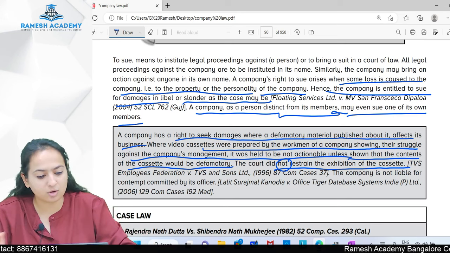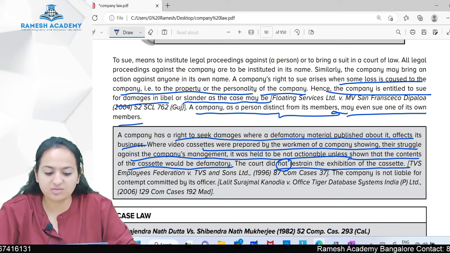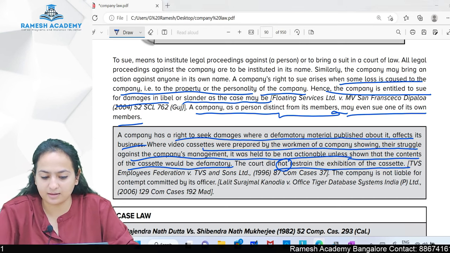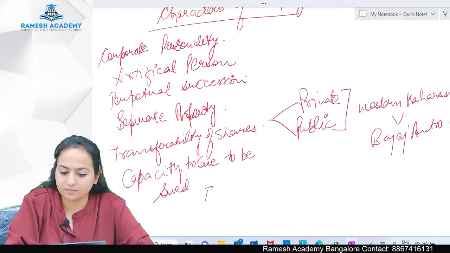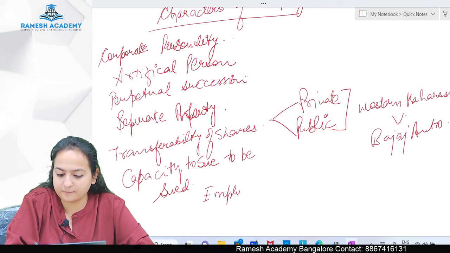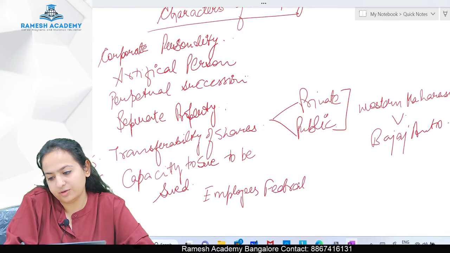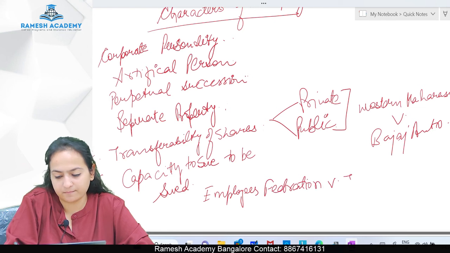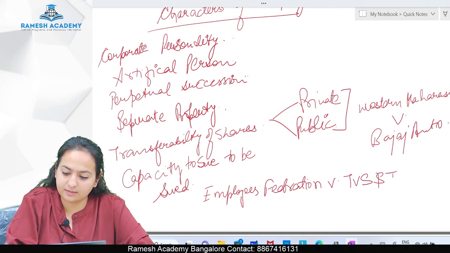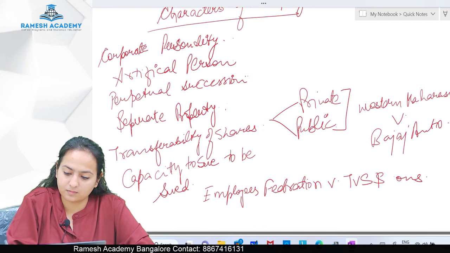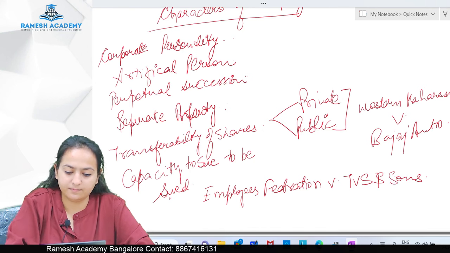So this case law you can write down: Employees Federation versus TBS and Sons. Okay.